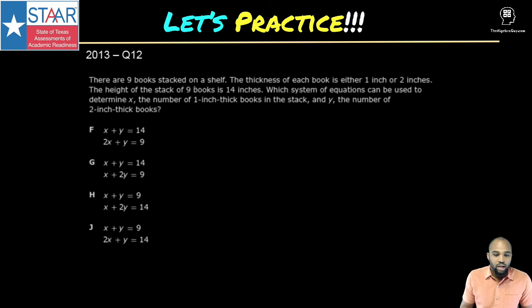There are 9 books stacked on a shelf. The thickness of each book is either 1 inch or 2 inches. The height of the stack of 9 books is 14. Which system of equations can be used to determine X, the number of 1-inch books on the stack, and Y, the number of 2-inch books on the stack?